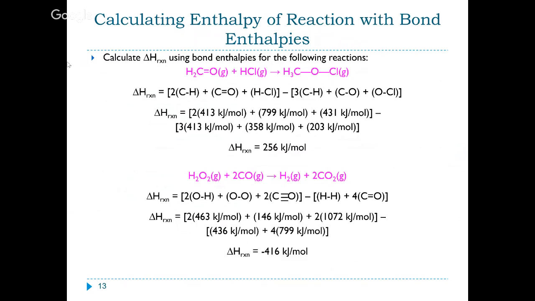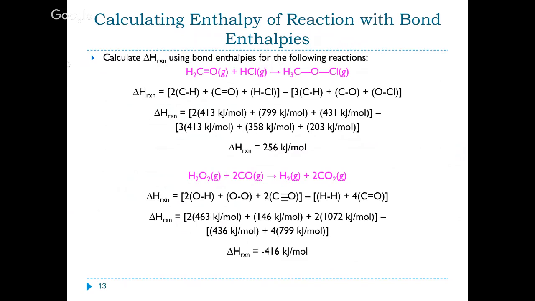So if we want to react hydrogen peroxide with carbon monoxide to form hydrogen and carbon dioxide, the second equation here, what bonds do we have to break? Well, you have to draw out your Lewis structures to see how things are connected. Hydrogen peroxide has 2 single O to H bonds and 1 single O to O bond. Carbon monoxide is a triple bond. There are 2 of them, so I have to break that triple bond twice.